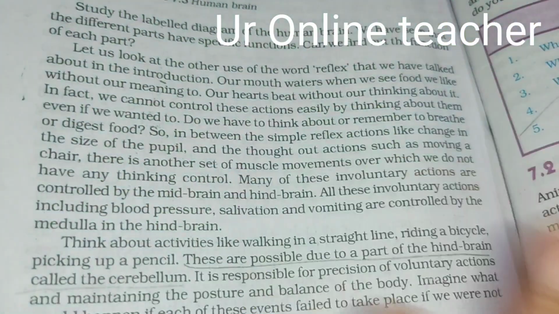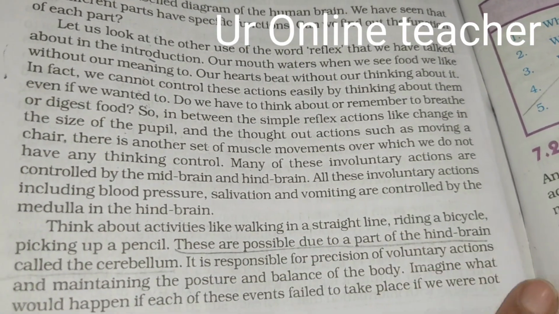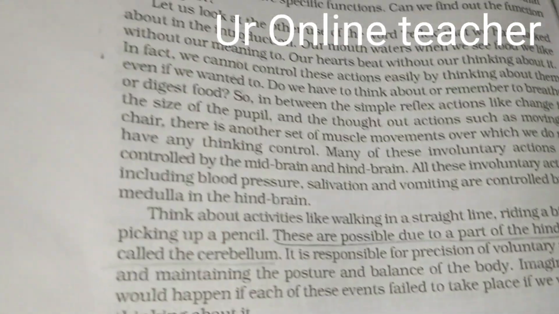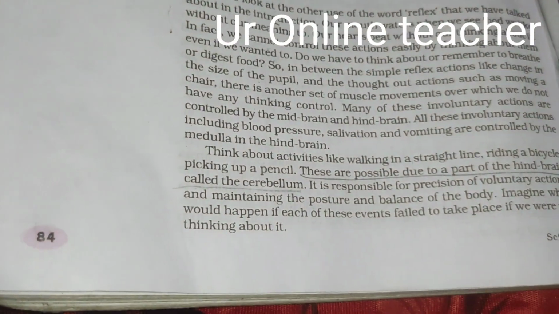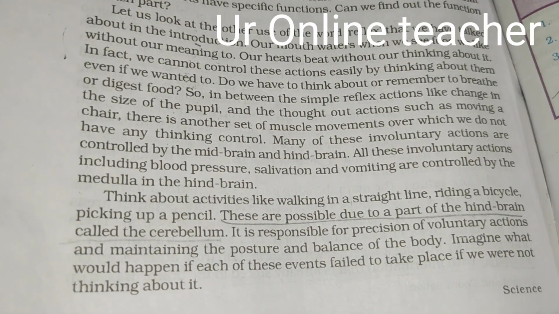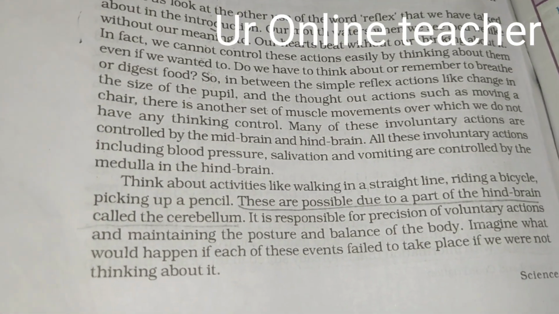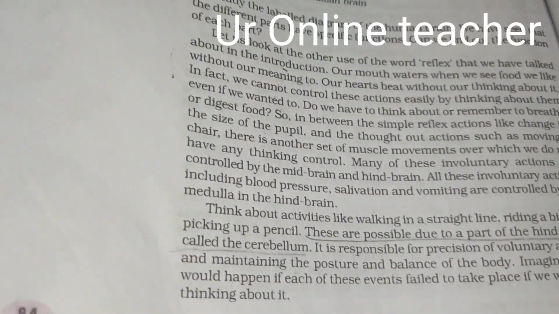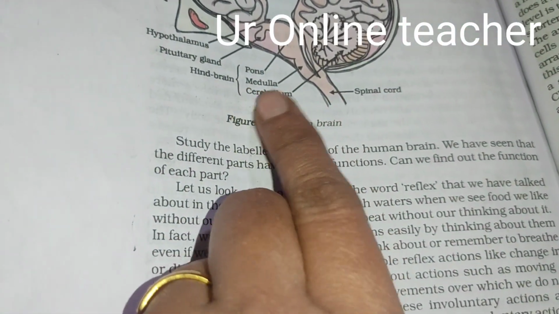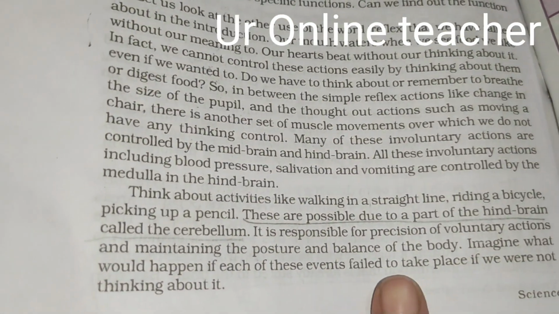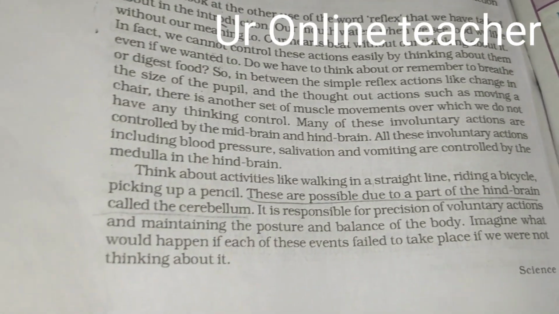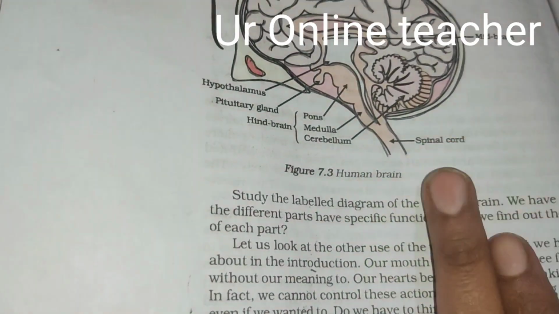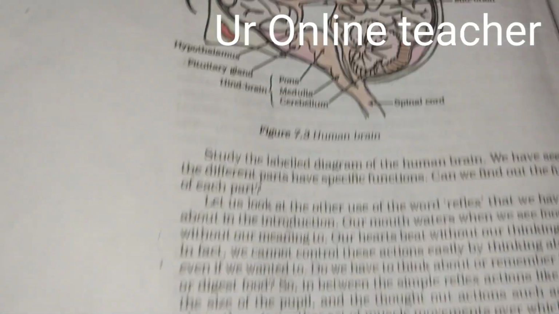So all the involuntary actions like blood pressure, salivation, vomiting are controlled by medulla in the hindbrain. So in the hindbrain, medulla will control all these actions. So think about activities like walking in a straight line or riding a bicycle, picking up a pencil. These are all possible due to a part of hindbrain called cerebellum. It is responsible for the precision of voluntary actions and maintaining our posture and balance of the body. So to maintain our posture and balance of the body, cerebellum is the part which is responsible for that.